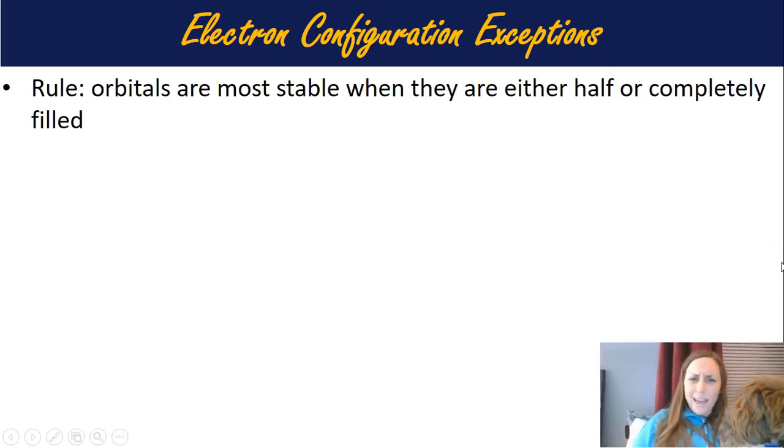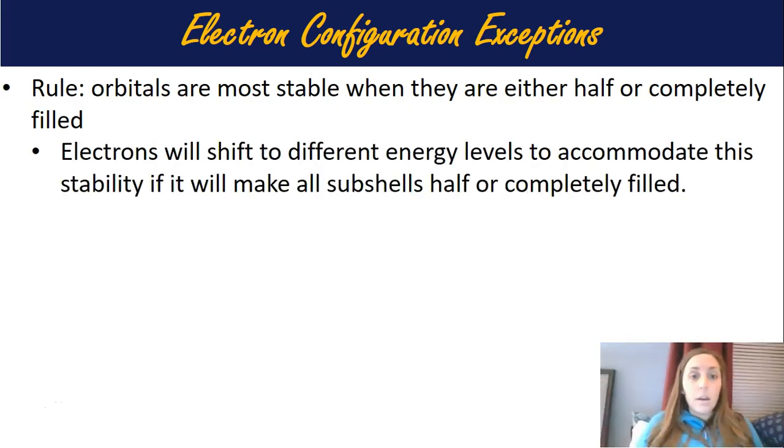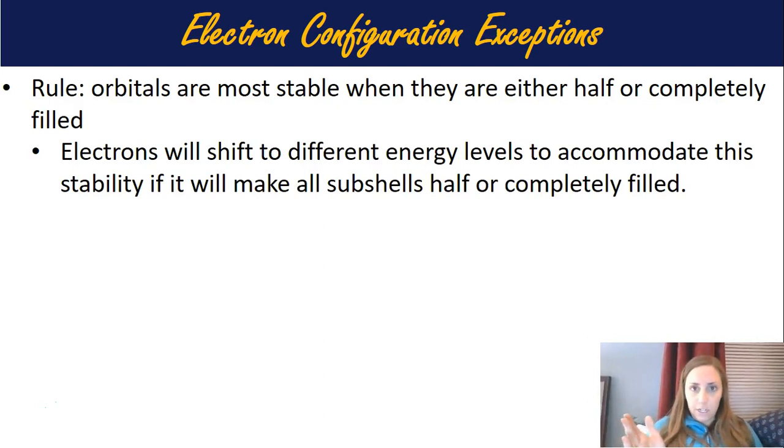You might be asking, what does this have to do with electron configuration? Well, there's this rule that we've noticed in atoms that they're most stable when they're either halfway or completely filled. So electrons are going to shift to different energy levels to accommodate this stability. And that's only if it makes a subshell completely or halfway filled, that really stable configuration. Kind of like on your canoes, right? If it was a halfway filled canoe, then you had 1 person in each of the 5 orbitals, and then it was totally even. Or if it was a fully filled canoe, obviously then it's all even.